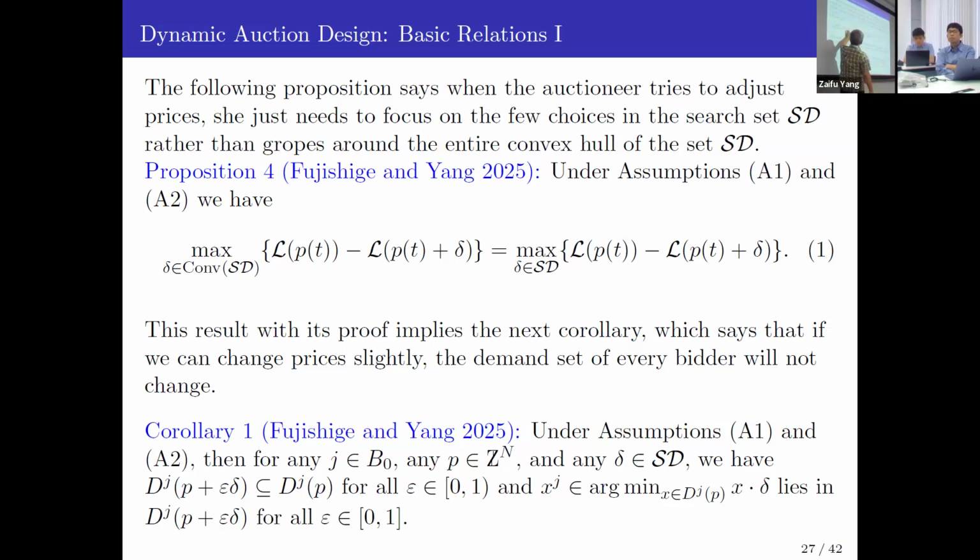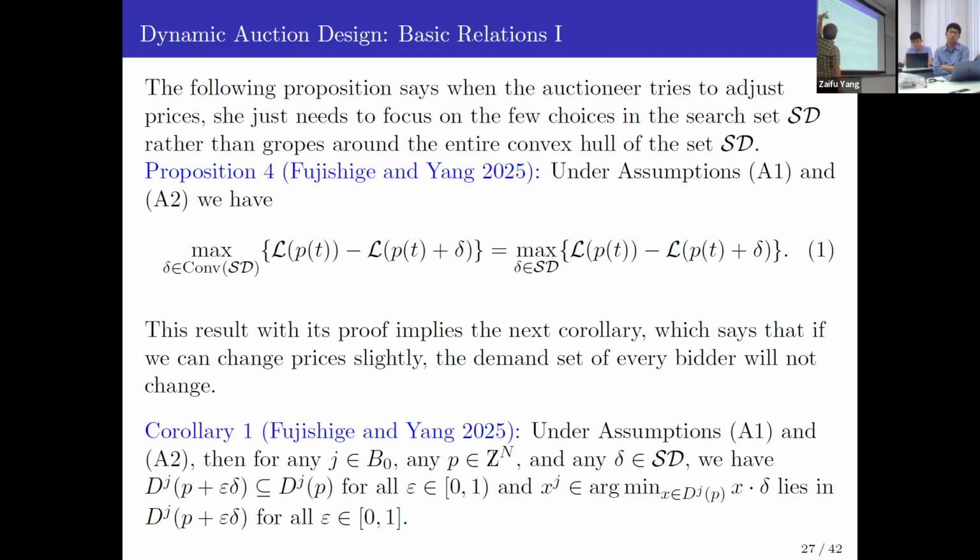So for local search, at current price PT, now I do local search in the search set, actually in the convex hull of the search set. However, this is not easy because this is a convex hull of the search set, too big. But actually, we don't need to search the entire convex hull. We only need to search the finite vectors of the demand set. So this is a big step.